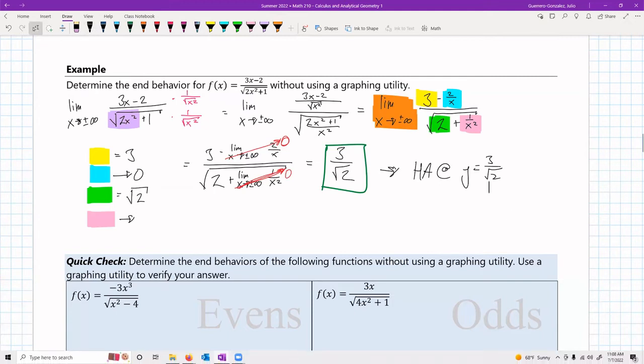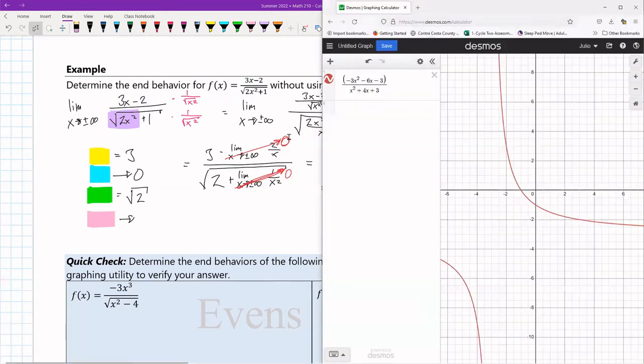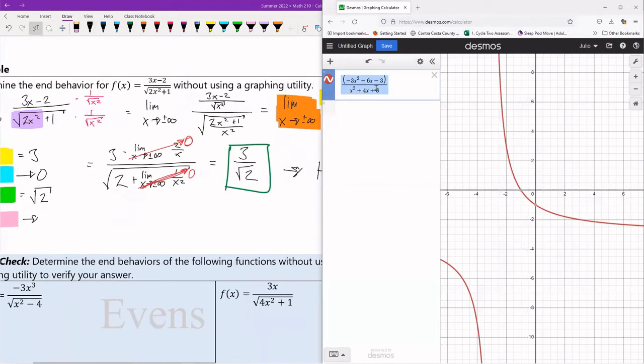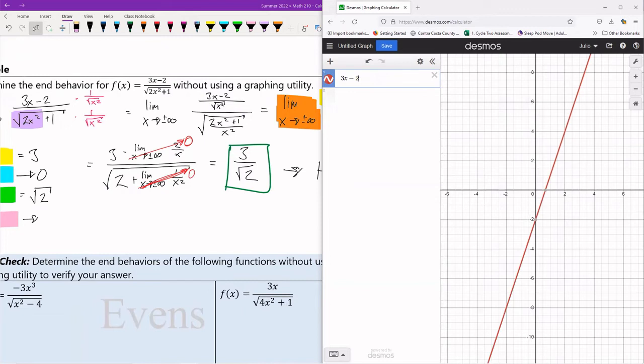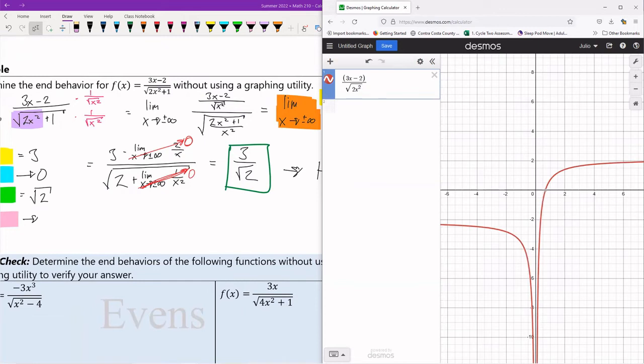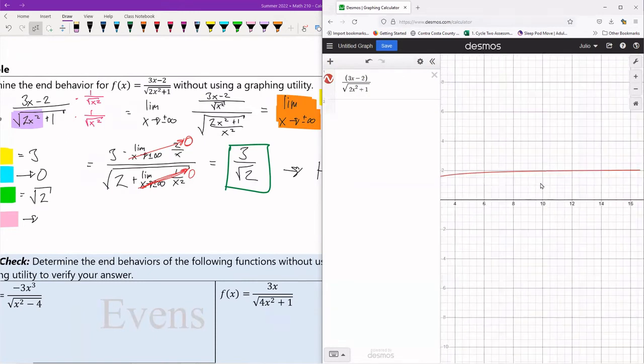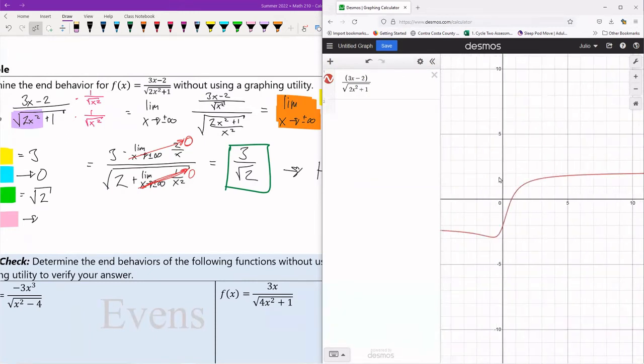Okay, so now let's go back to Desmos and plug this bad boy in, see what we get. So 3x minus 2 divided by the square root of 2x squared plus 1. Okay, so notice what's happening as we go to positive infinity. Did I take it in wrong? No, I didn't.